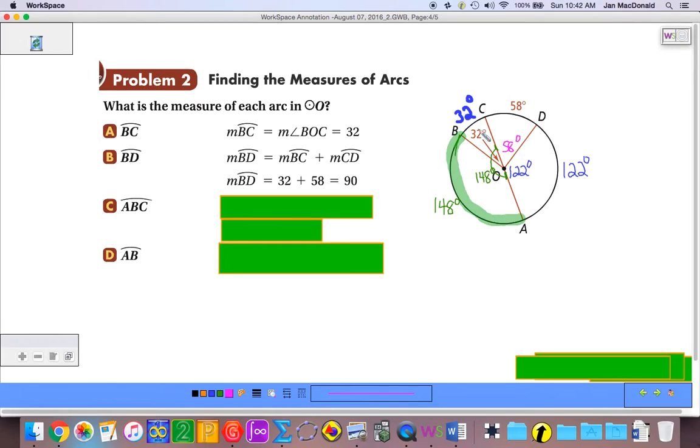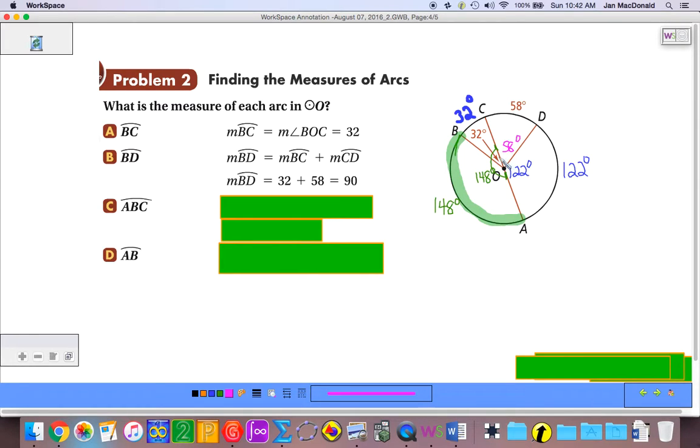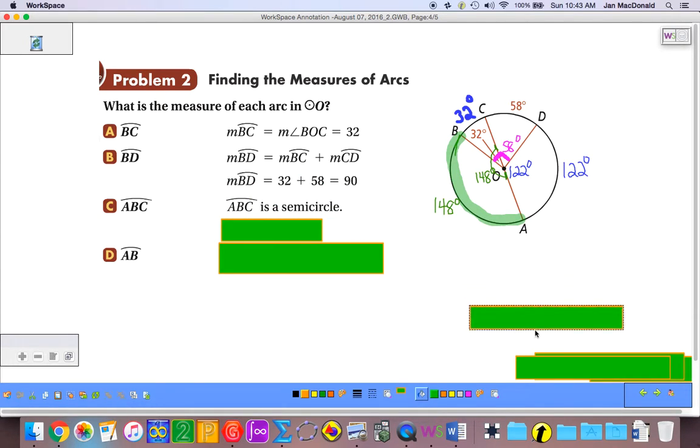So in fact, we have a right angle right here. Let's see. Let's change this. Angle BOD, in fact, is a right angle. What is the measure of major arc ABC? ABC is in fact a semicircle, so it's just 180 degrees. It's pretty simple.